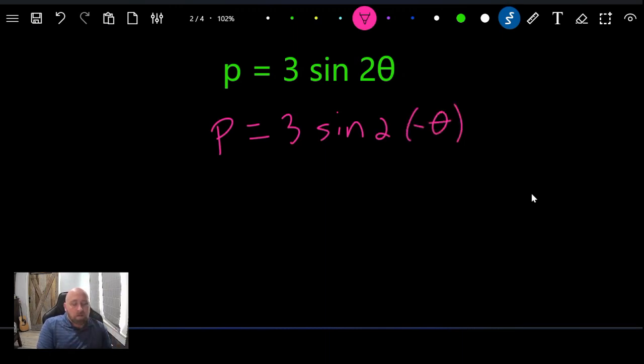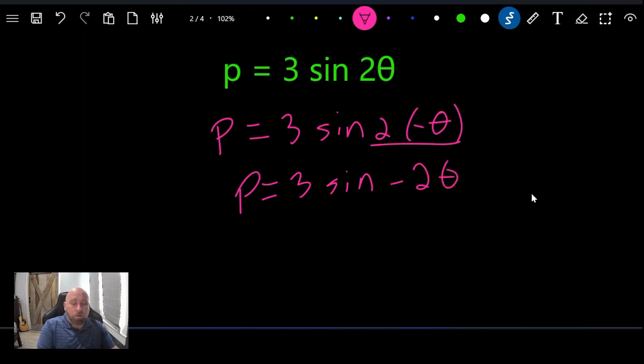Now, what would we do? We just keep solving this. We do what we can do. You might say, it doesn't look the same. Well, just wait. Let's work through it and see if we can get it to look the same. We would multiply these and get rho equals 3 sine negative 2 theta.